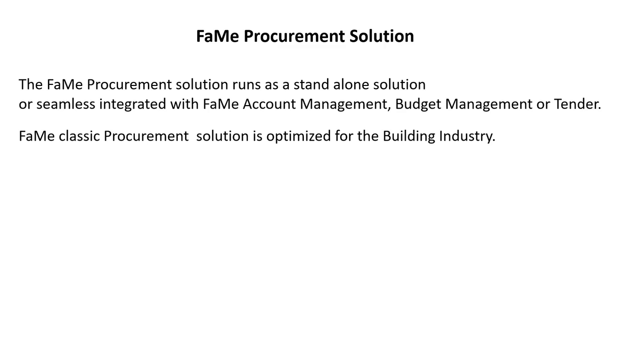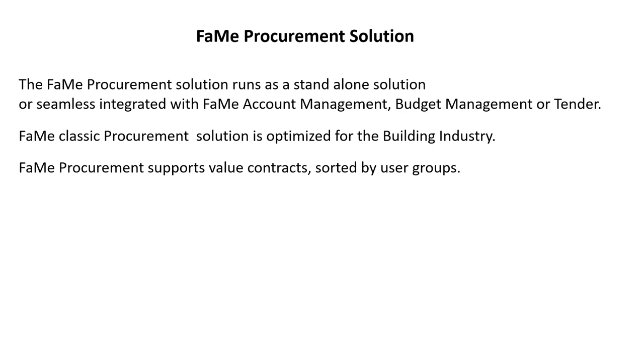The FAME procurement solution also supports the handling of value contracts. Procurement pick lists for special user groups are available. Predefined order lists can be created, for example for office supplies, office furniture, cleaning supplies, or IT-related equipment.